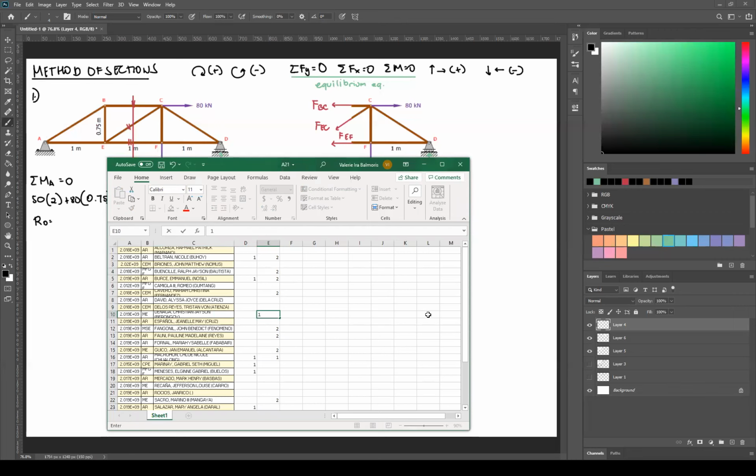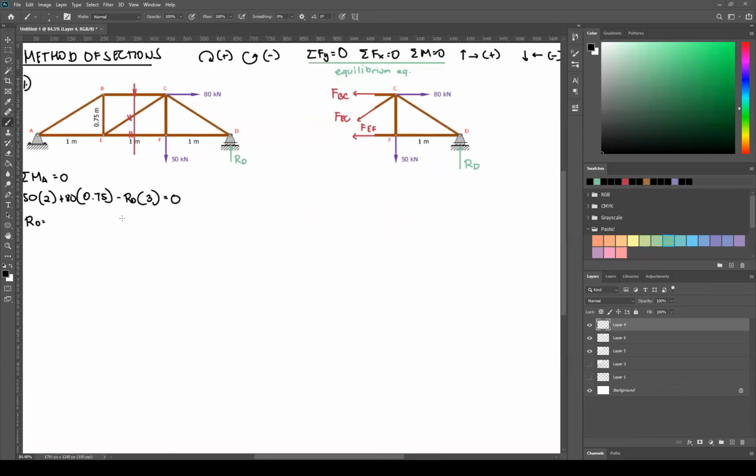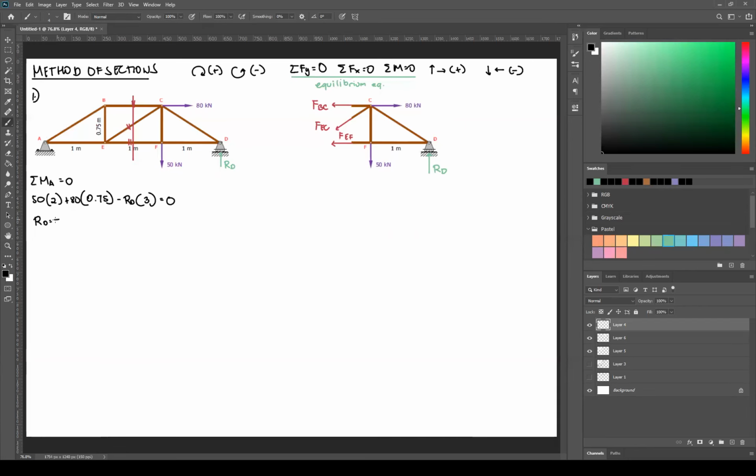It's 53.33. Or you can also write the fraction of this, which is 160 over 3.